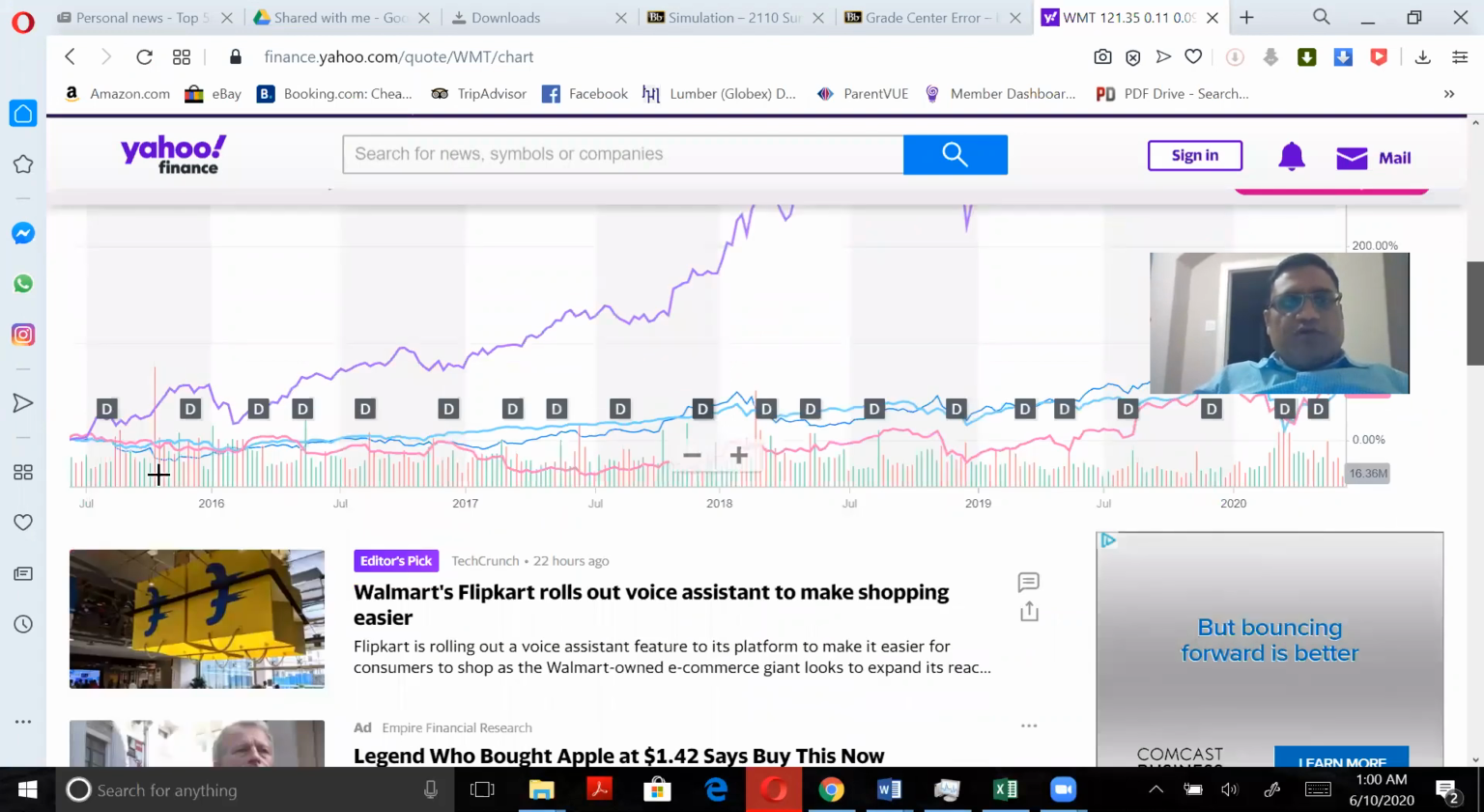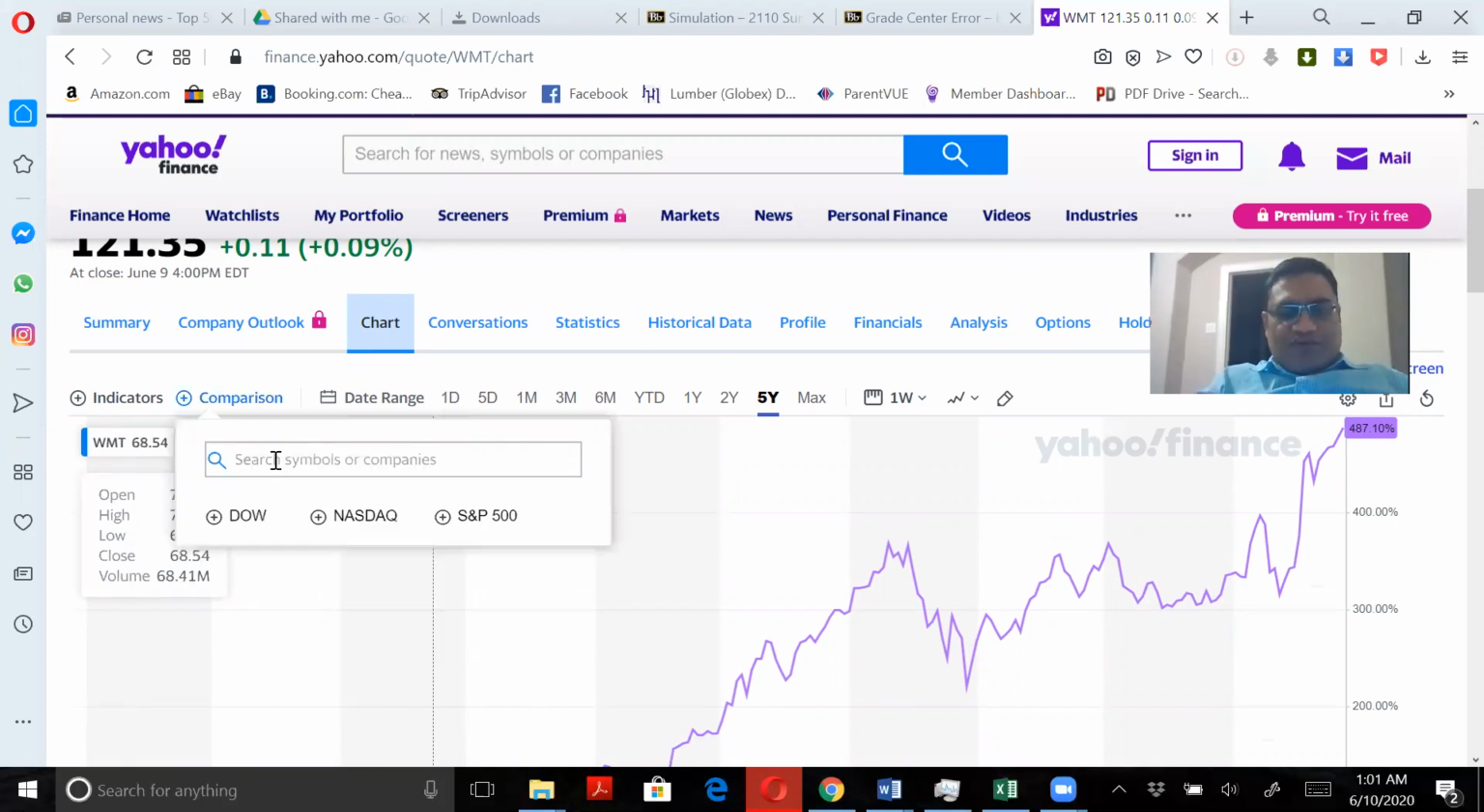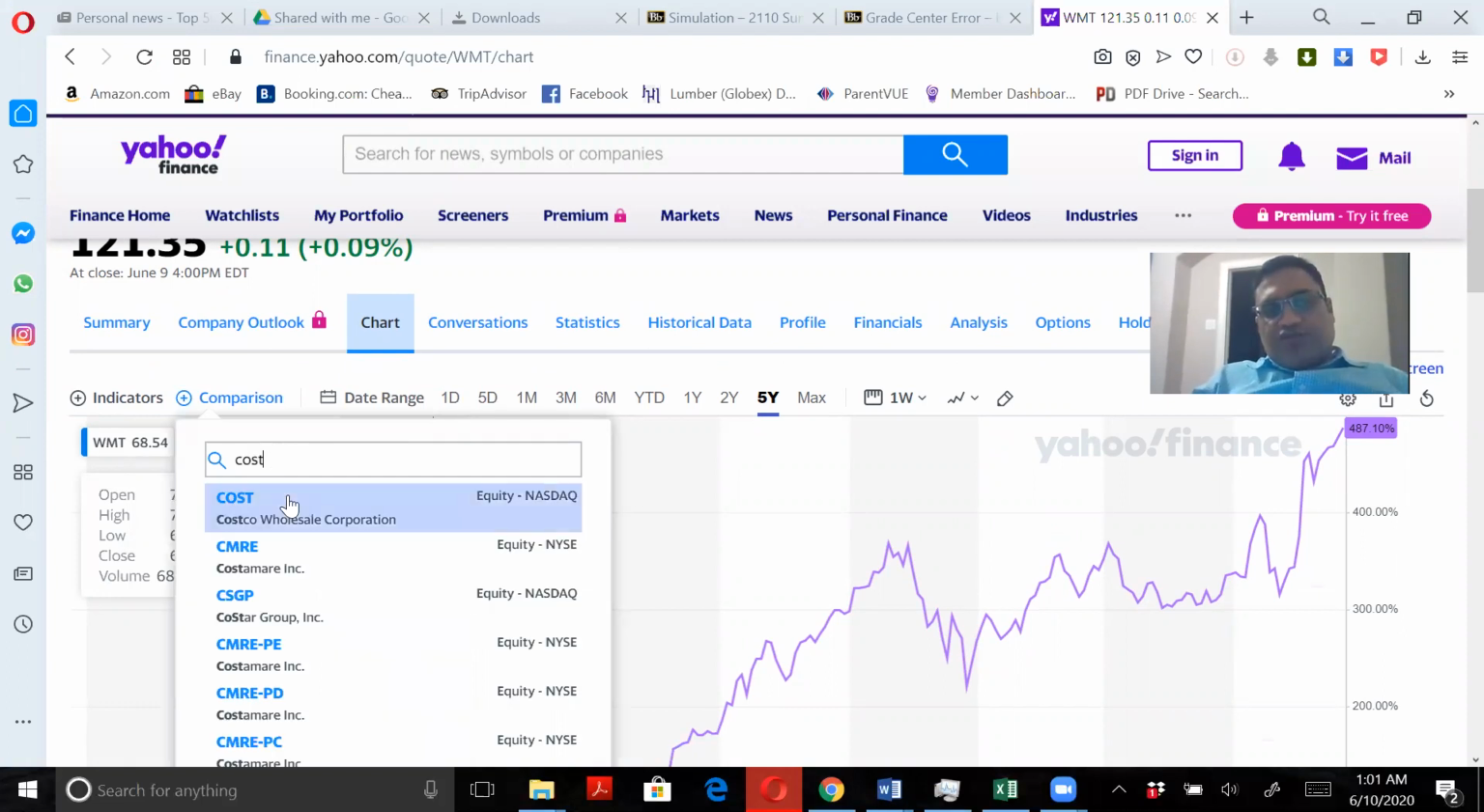So if you were to compare Walmart, whenever you put Amazon, it kind of messes up the graph, but that's all right because Amazon has gone up so much. So Walmart, S&P 500, and two companies. I could have easily included Costco over here. Let's see what happens if we include Costco over here. And again, by the way, you don't have to know the symbols. As you start typing in, it will already give you the symbol for that.